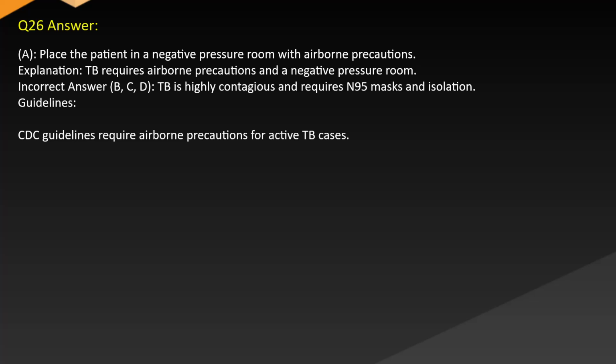Answer A. Place the patient in a negative pressure room with airborne precautions. Explanation: TB requires airborne precautions and a negative pressure room. Incorrect answer B, C, D. TB is highly contagious and requires masks and isolation. Guidelines: CDC guidelines require airborne precautions for active TB cases.